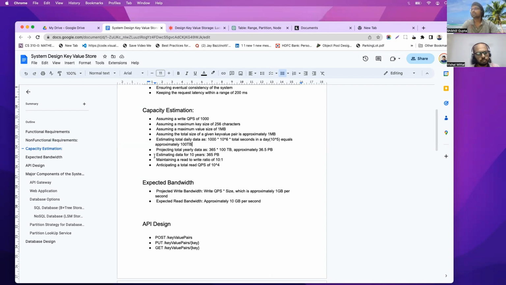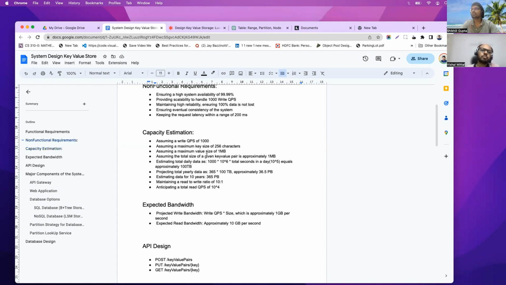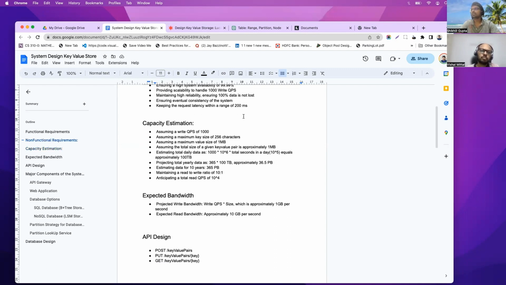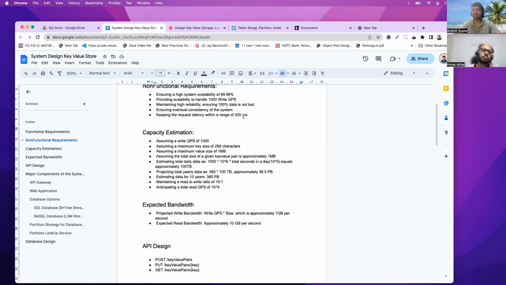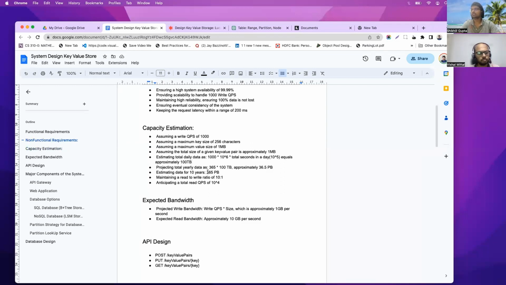And estimating the data for the 10 years, this is a very high number, because the key would have some expiration as well, right? We have not considered that, so we can also keep that in consideration. The key would have some latencies, or if this is a persistent store at all, then we can assume that it will remain throughout the 10 years. So the total data for the 10 years that we will be acquiring is 365 petabytes, right?